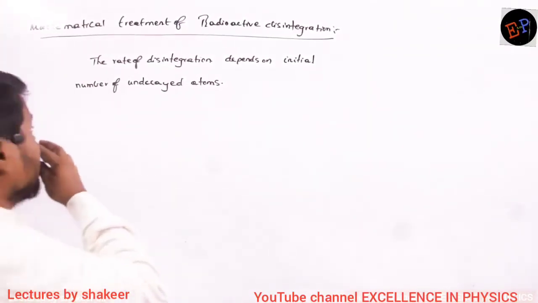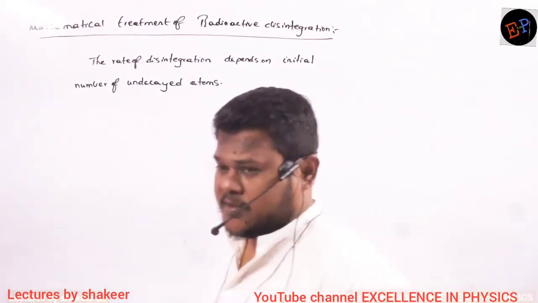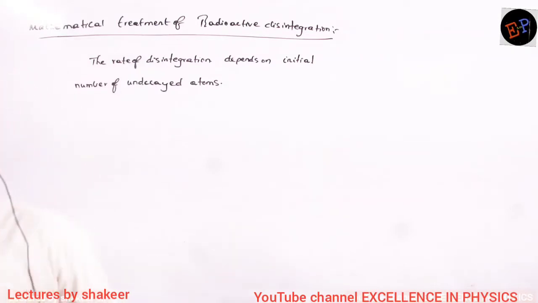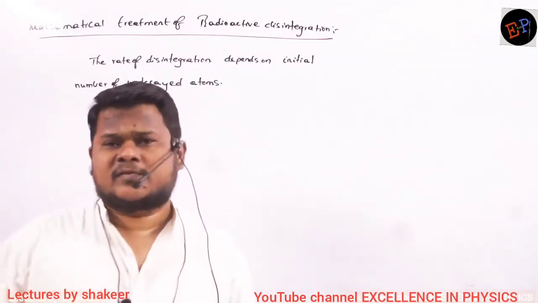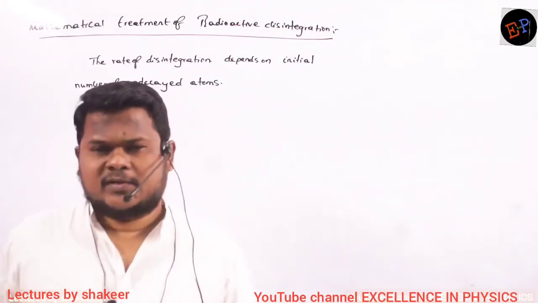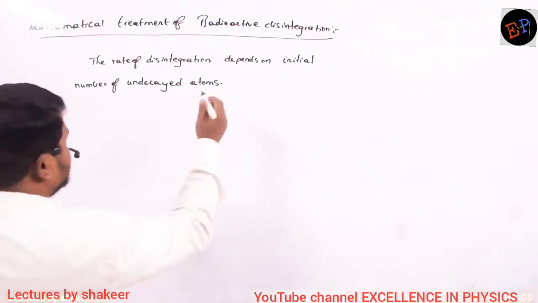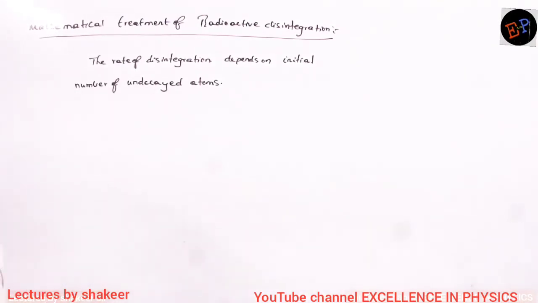Okay, so next, what was the last statement we wrote in Rutherford's laws? We wrote that the rate of disintegration depends on the initial number of undisintegrated atoms. This is what we have studied. Now we will try to derive some mathematical conclusions from that statement. So the rate of disintegration depends on the initial number of undecayed atoms.